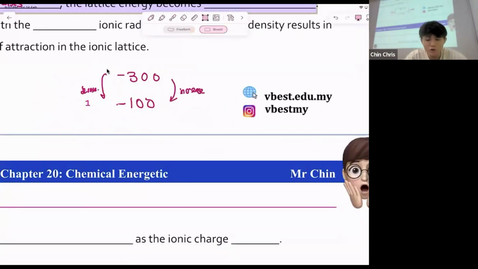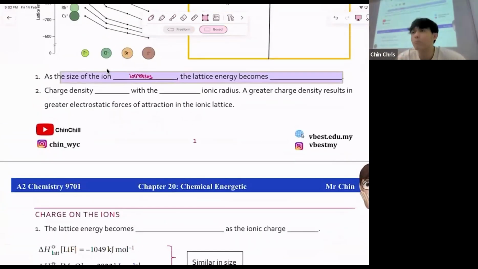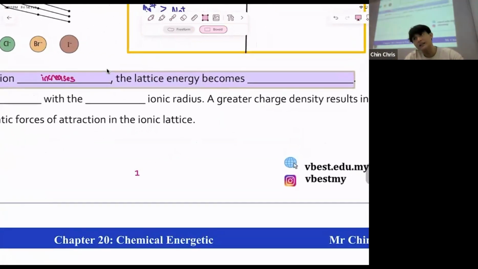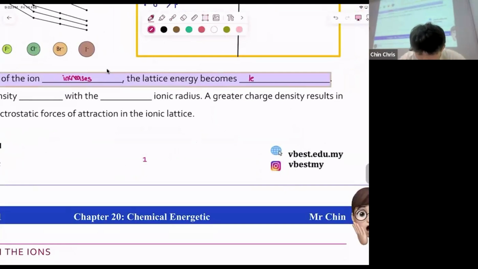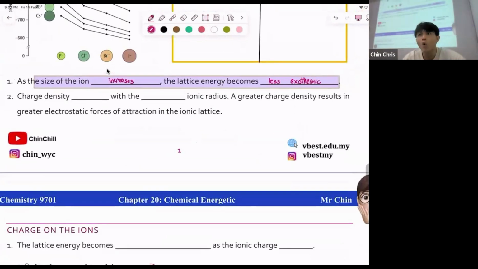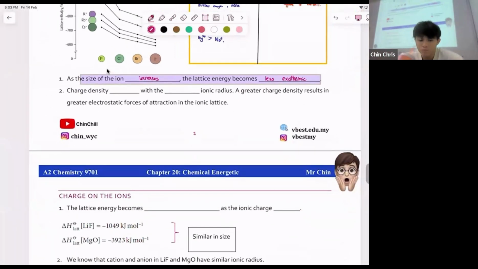So try not to write increase and decrease here, but write it as more negative, less negative, more exo, less exo. So I want you guys to write it as less exothermic. Don't write increase and decrease, because the value has a negative sign.